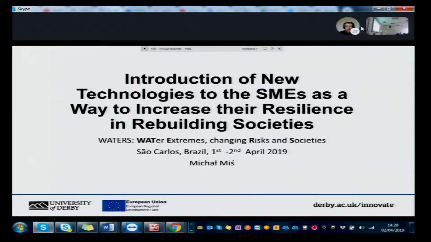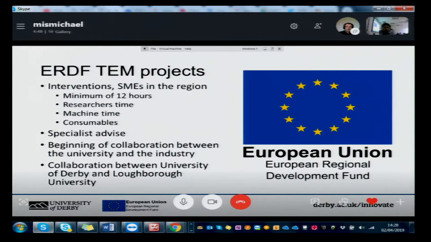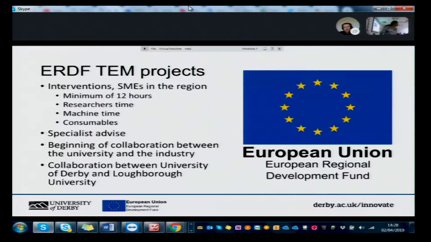The project which results I would like to show you is ERDF-TEM, which is European Regional Development Fund, and TEM stands for Transport Engineering Manufacturing. What did we do? We had some pot of money in which we were spending in the way that we were providing interventions to the small and medium companies in our region. Each intervention was supposed to be minimum of 12 hours, but we went up to a few hundred hours. I don't remember which one was the biggest, but it was within hundreds of hours. What could have been included? That was researchers' time, machine time, consumables, use of software, use of you name it, even some commute time. And that was as a specialist advice for the companies.